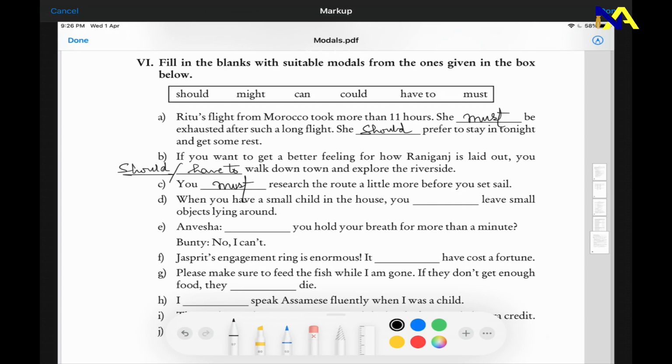Then next, when you have a small child in the house, you dash leave small objects lying around. See this. आपके घर में अगर छोटे बच्चे हैं तो छोटी छोटी चीज़ों को क्या ऐसे ही छोड़ देना चाहिए ज़मीन पर ताकि वो बच्चे उनको अपने माउथ में डाल सकें, आँखों में मार सकें? ऐसा बिल्कुल नहीं करना है. ओके, सो दिस इज़ अ केस ऑफ प्रोहिबिशन एंड हियर इट बिकम्स मस्ट नॉट.